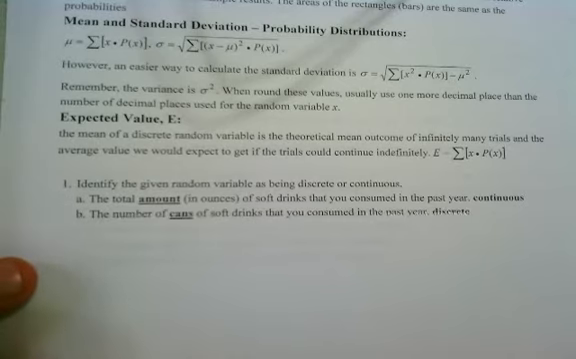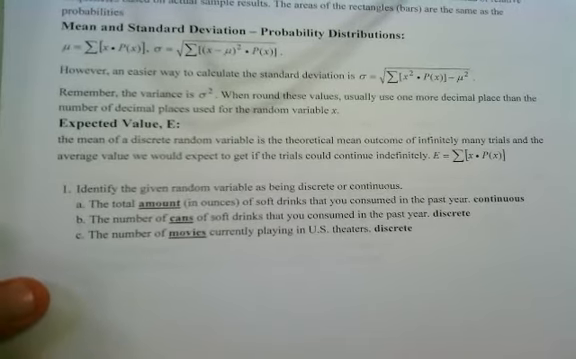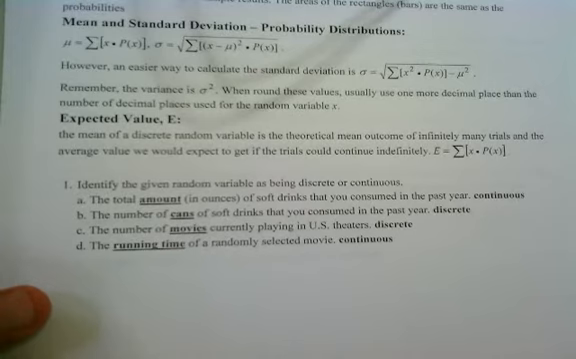On the other hand, if you were to say the number of cans, that would be a discrete thing because you can count the number of cans. Even if you wanted to make allowances for maybe the last can being a partial can, you could still count the number of cans, and so it's discrete. All right, the number of movies that are currently playing in the U.S. Well, movies, you can count them, so that would be a discrete thing.